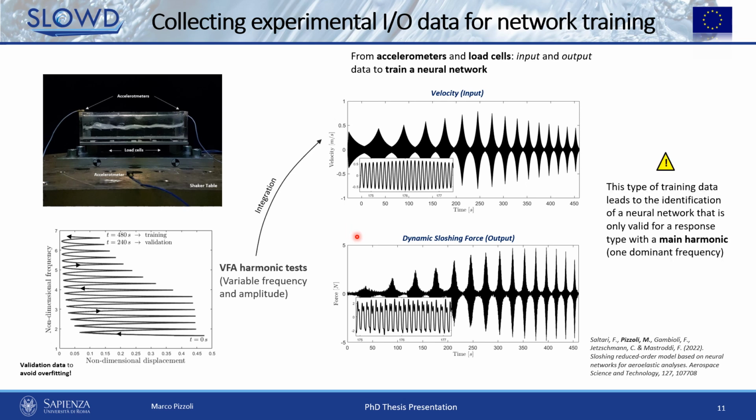leads to the identification of a neural network valid only for a type of response having a main harmonic. This, however, does not turn out to be a problem for aeroelastic applications, since the aerodynamics tends to filter out one dominant frequency and damp all the others. So this type of training process is consistent.